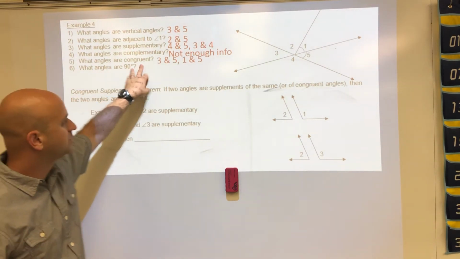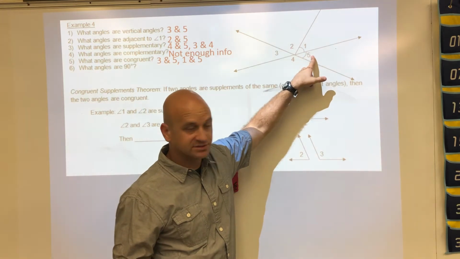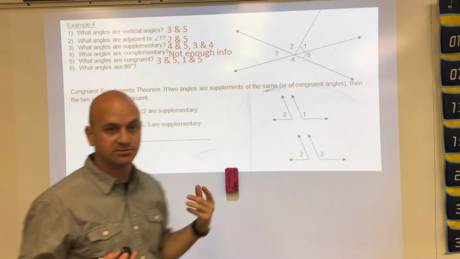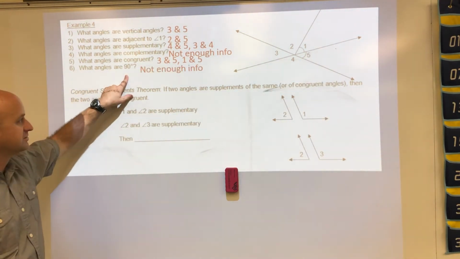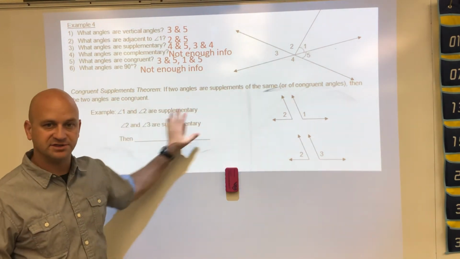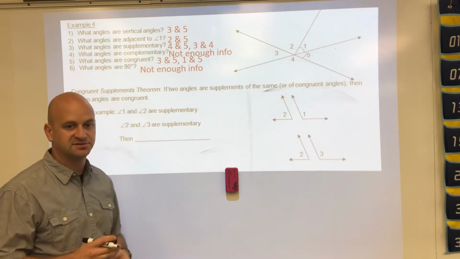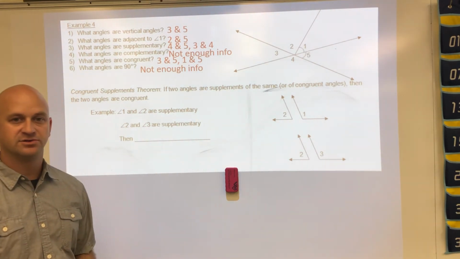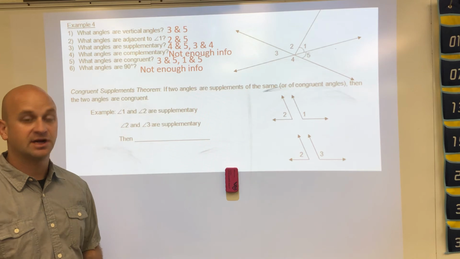What angles are congruent? Well, 1 and 5 are congruent because they have congruency marks, and 3 and 5 are congruent because they're vertical. And what angles are 90? We still don't know. This theorem here, we don't really need to worry about too much. So hopefully that explains vertical and supplementary and congruent, complementary angles.